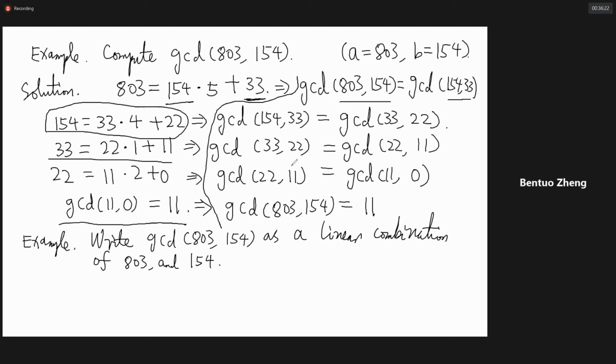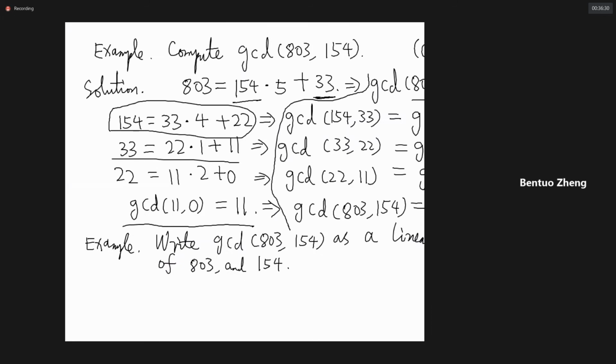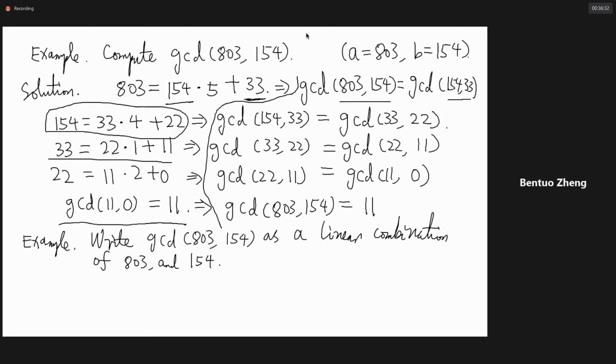So you can see it's not so easy for this example. If you don't have the Euclidean algorithm, it's not so easy to find out what is the linear combination to make an 11. Okay, now what we are going to do is the following. We start backward from your procedure of the Euclidean algorithm. So look at here. You first find out the first place where 11 appears as a remainder, because the greatest common divisor is 11.